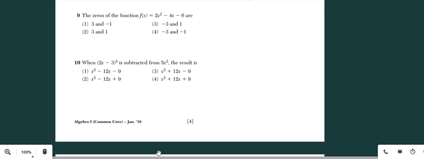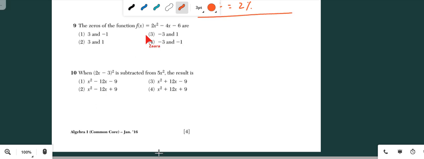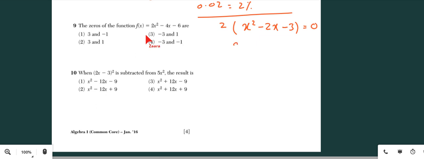Then again, a very easy question. You have to find the zeros for this function. I am solving it manually; you can use a calculator for that too. I will take x squared 2 common, so it will become x squared minus 2x minus 3. I am putting it equal to 0 because I have to calculate the roots. So x squared minus 2x minus 3 equals 0.